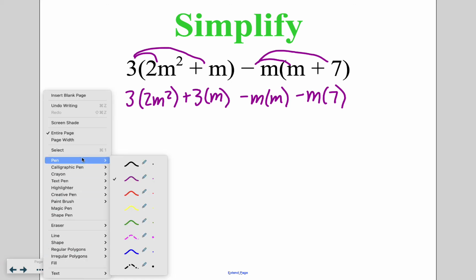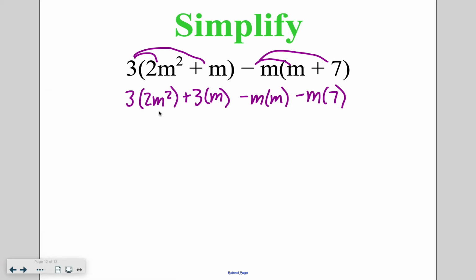Now I'm going to go ahead and do my multiplication. So I've got 3 times 2, which gives me 6m squared. 3 times m, which gives me 3m. Negative m times m, which is going to give me negative m squared. Remember, as we multiply values, the exponent is going to increase. And then we've got negative m times 7, so negative 7m.